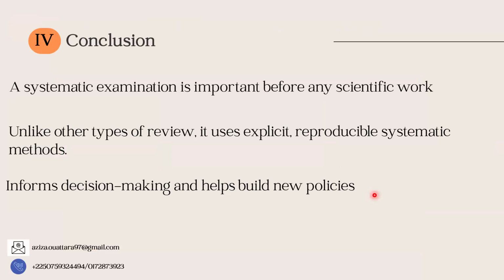In conclusion, we can say that a systematic review is important before any scientific work. Unlike other types of review, it uses explicit, reproducible, systematic methods, informs decision-making, and helps build new policies.